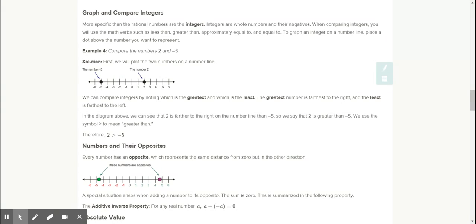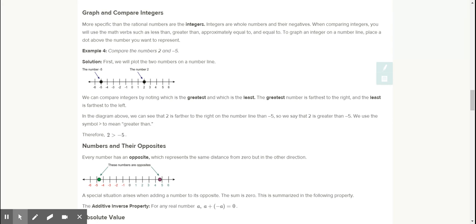We're going to cover graphing and comparing integers, numbers and their opposites, and absolute value. So let's get started. We're going to look at graphing and comparing integers. We did this a little bit last week, and we're going to continue on and take a look at what this looks like. So more specific than the rational numbers are integers.